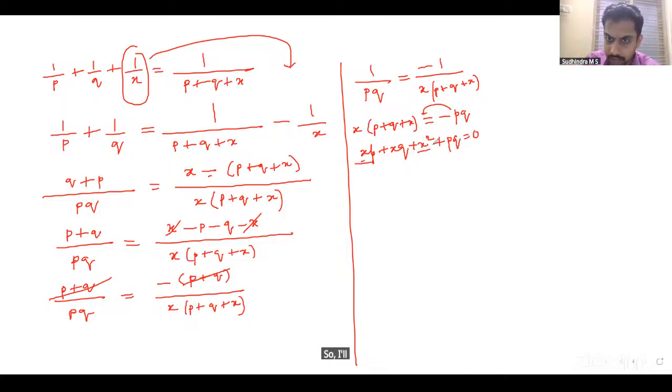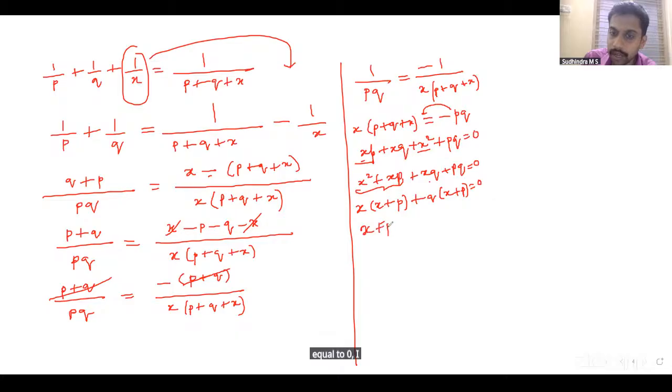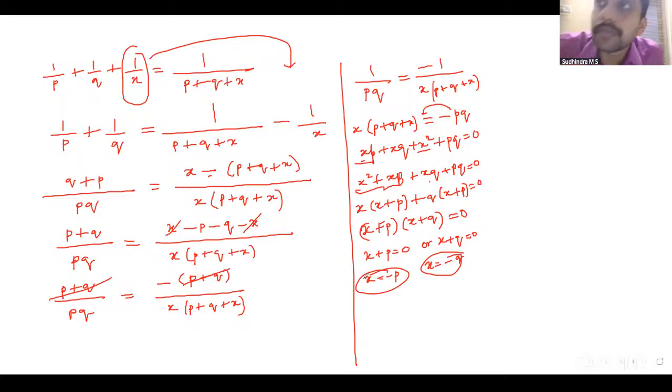So I'll bring these together where I have X square plus XP plus XQ plus PQ equals 0. Here I can take X common and write X plus P, and here I can take Q common and write X plus P. I can take X plus P common: X plus P into X plus Q equals 0. If X plus P equals 0 or X plus Q equals 0, we get X is equal to minus P, X is equal to minus Q. So option B, minus P and minus Q, is the answer.